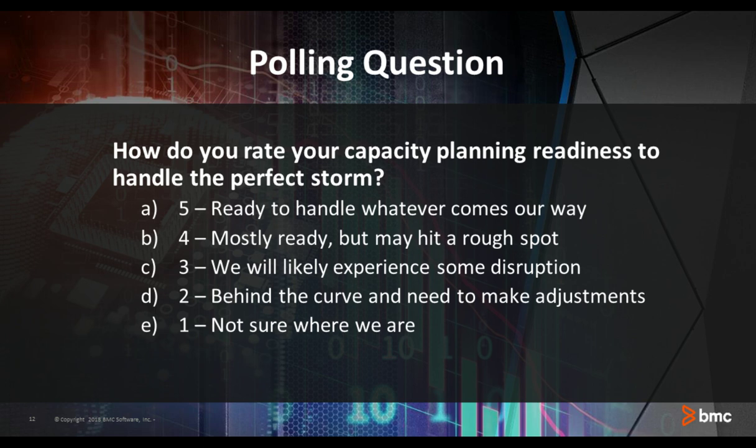So what I'd like to do is ask a polling question. Let's see what the attendees say. How do you rate your capacity planning readiness to handle these issues? You've got these 5 choices. At a level 5, we're ready to handle whatever comes our way. Mostly ready, but you may hit a rough spot. We'll likely experience some disruption. We're behind the curve and we need to make adjustments, or I'm not sure where we are. So at this point, Janine, if you want to open the survey to the attendees.